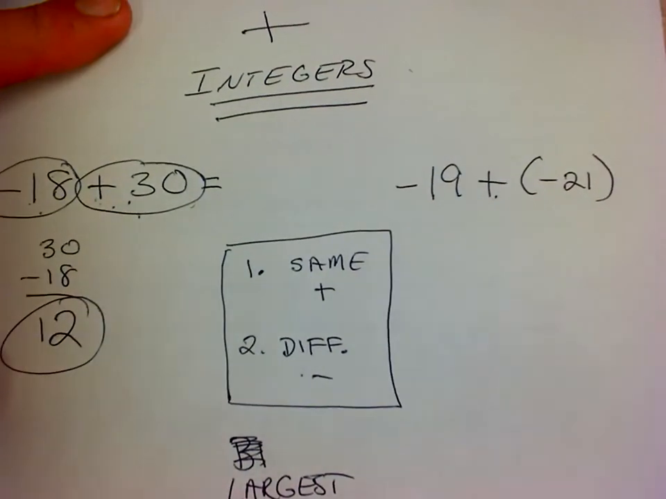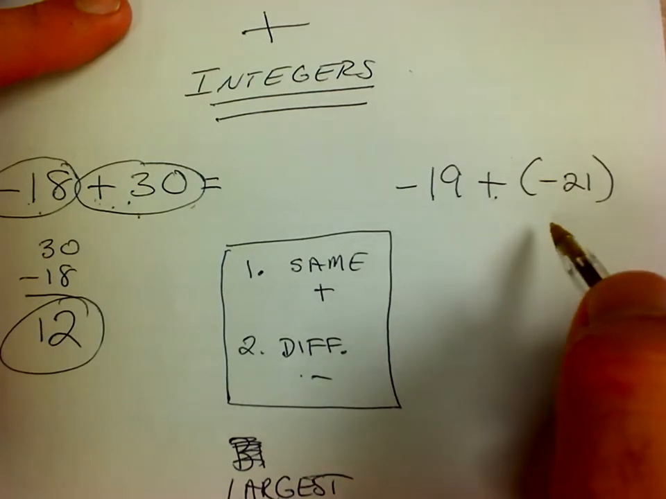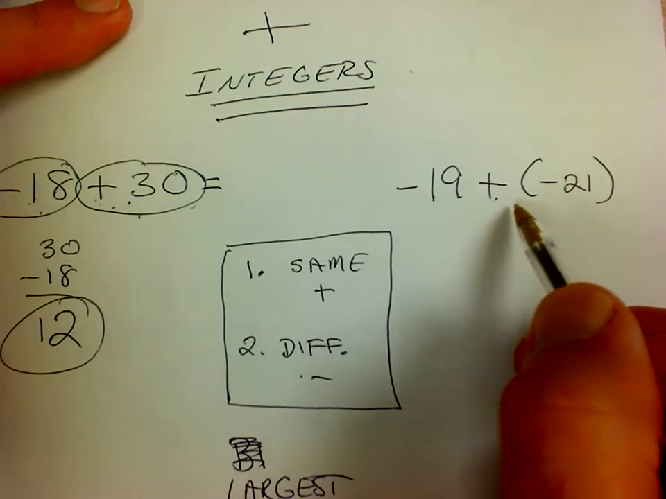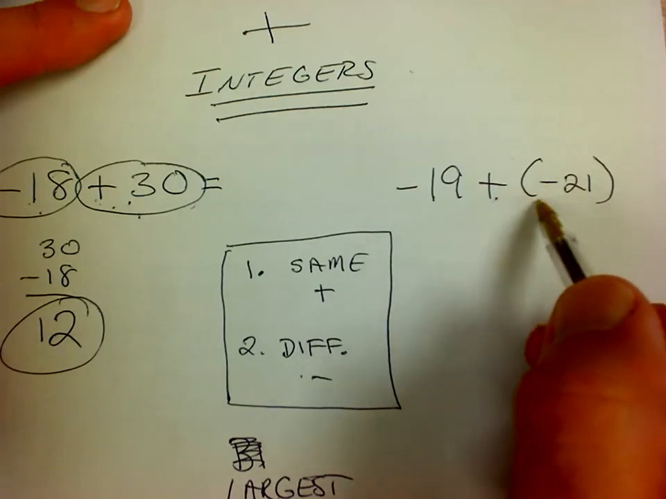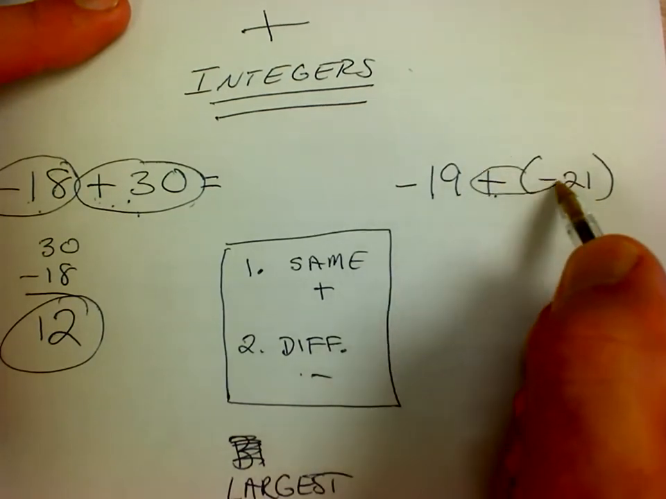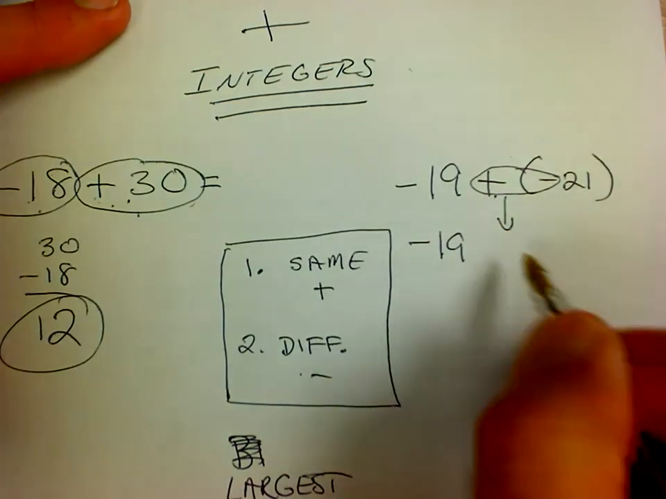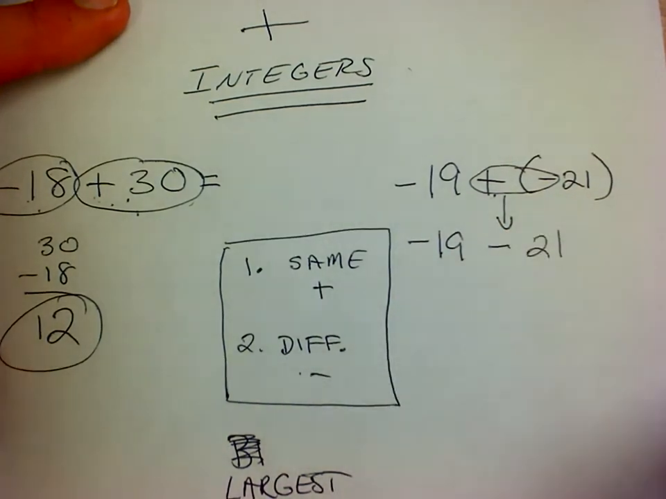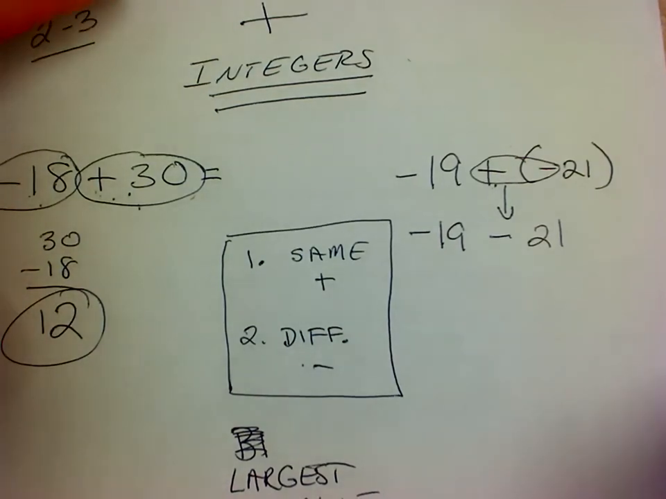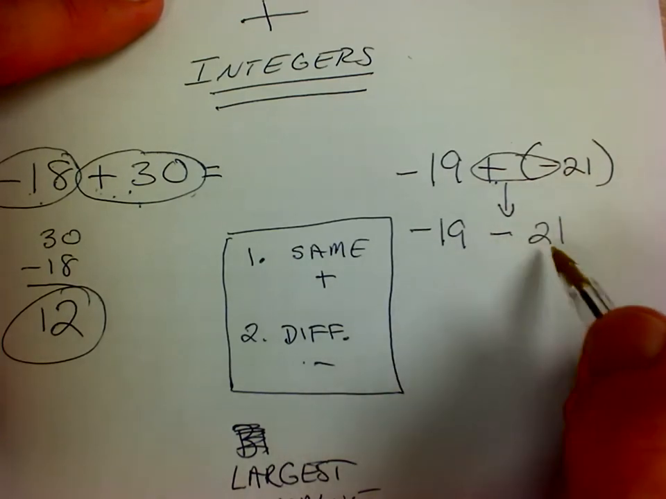If we look at our second example here, negative 19 plus negative 21. We've got a little bit of a simplifying step we need to take care of here because we have two signs. So we can clean this up a little bit. Anytime we have a positive and a negative together, we can condense those down to just one negative sign. So this is really equivalent to negative 19 minus 21.